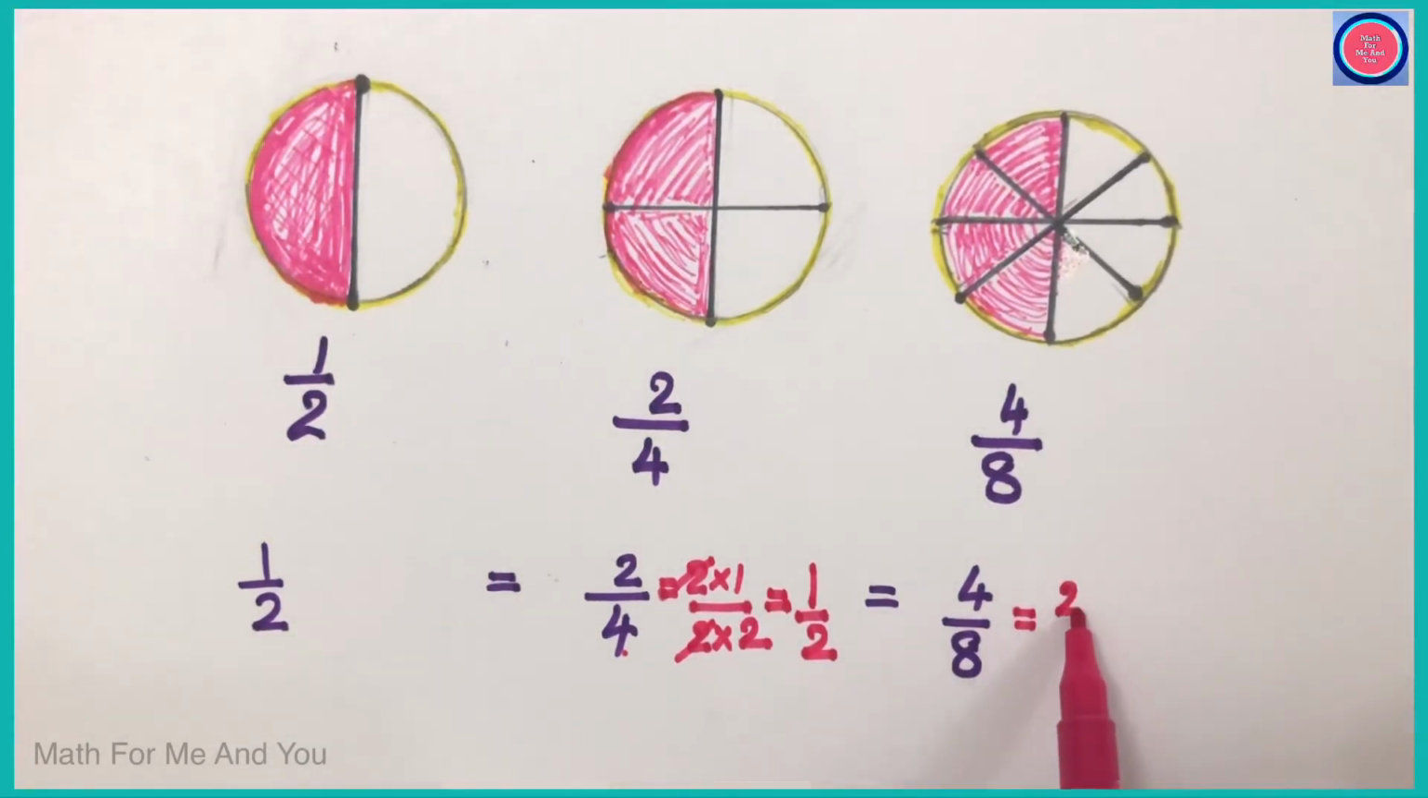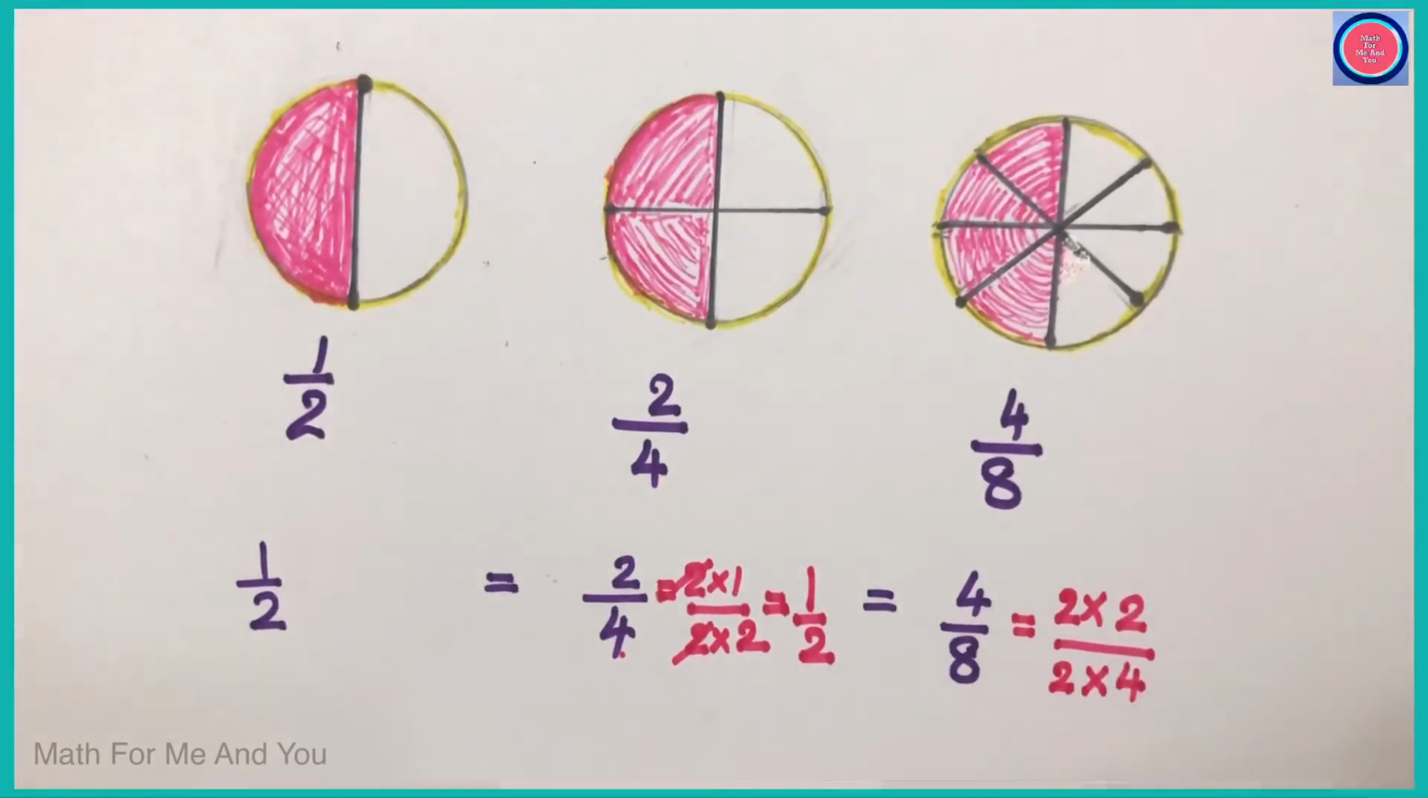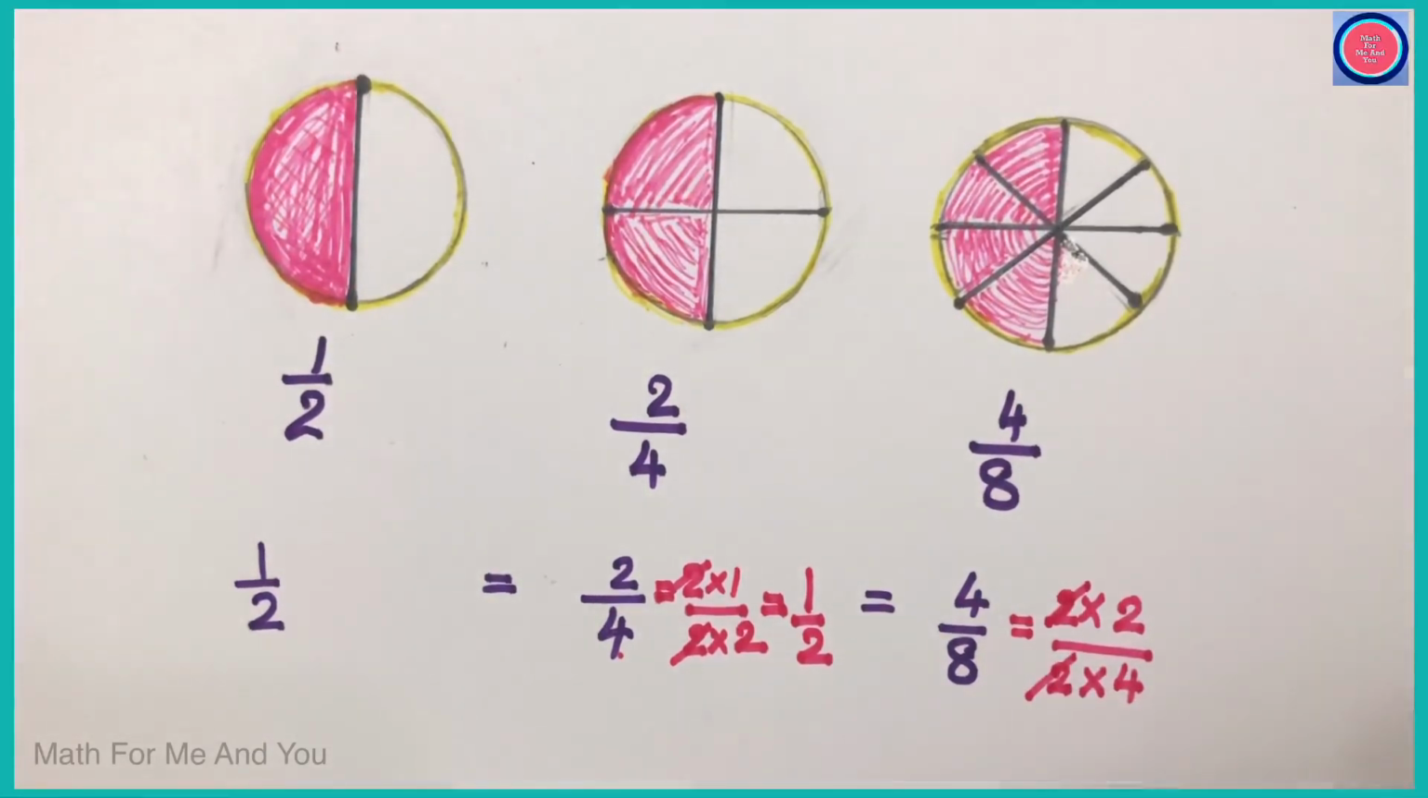Now 4 over 8. Here also we can split 4 as 2 times 2. 8 we can split as 2 times 4. Then what is the same number in numerator and denominator? It is 2. We could cancel that. Finally what we get? 2 over 4.